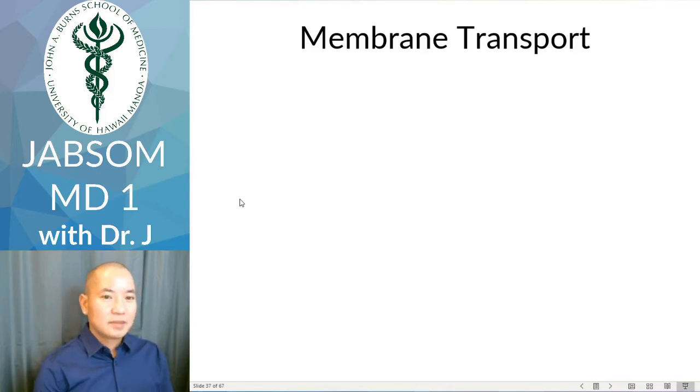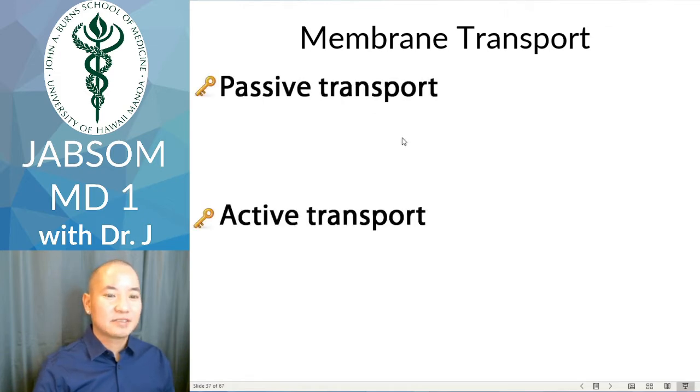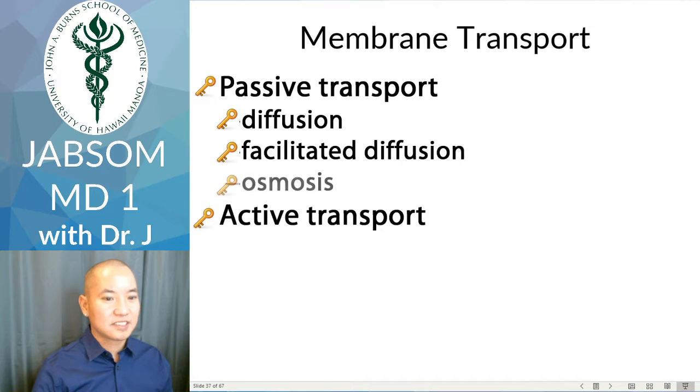Okay, so we talked a lot about ions and solutes and compounds that can cross the membrane. Now let's talk more about how they can cross the membrane. In general, there are two broad categories of membrane transport: passive transport and active transport. Examples of passive transport include diffusion, facilitated diffusion, and osmosis.